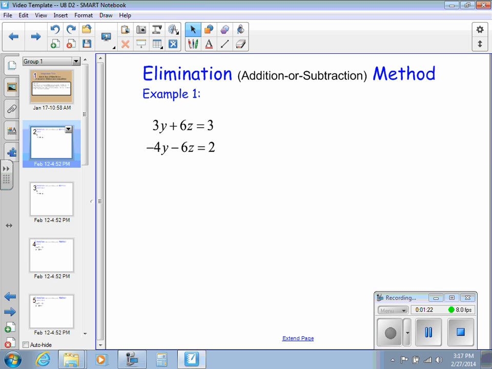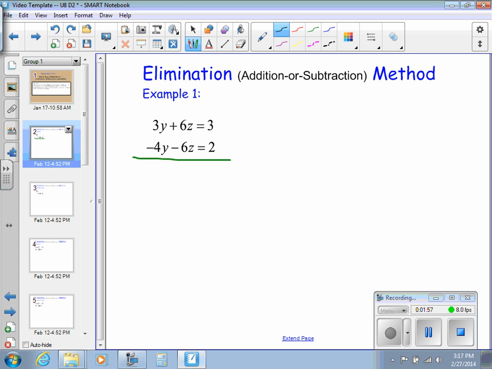Okay, now if you look at this, you will notice that right here I have a positive 6z, a negative 6z. If I was to add these equations together, those two would cancel out. And in fact, that's just what we're going to do. We're going to add the equations.